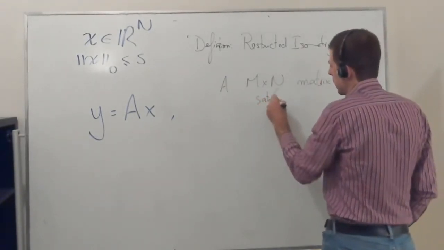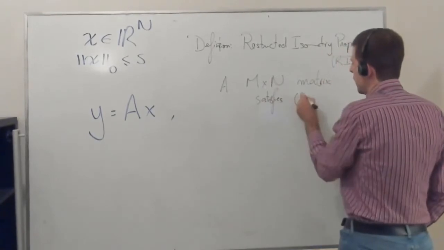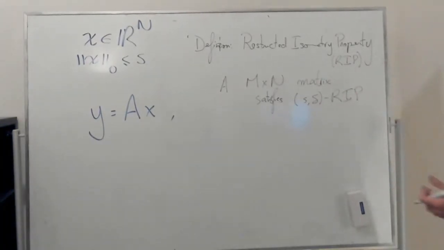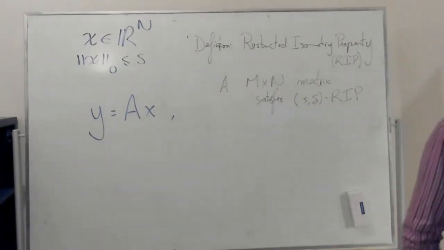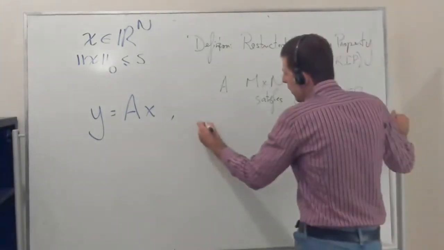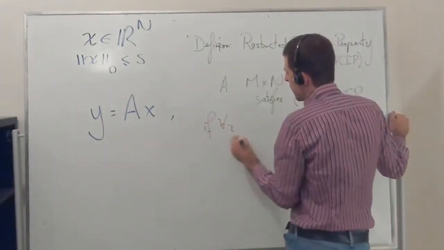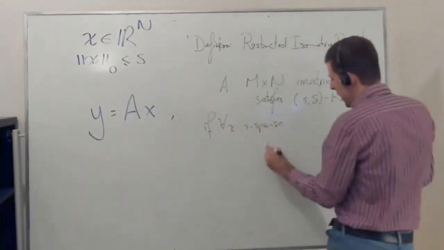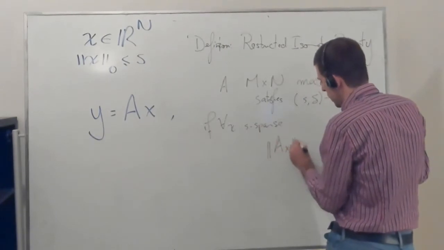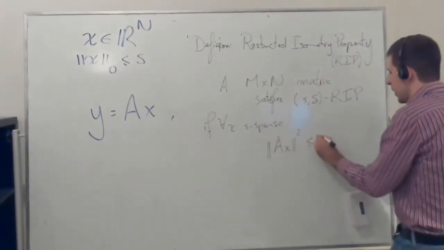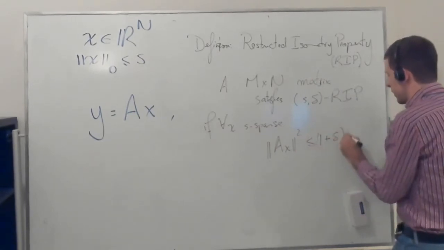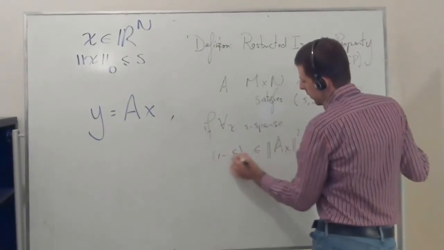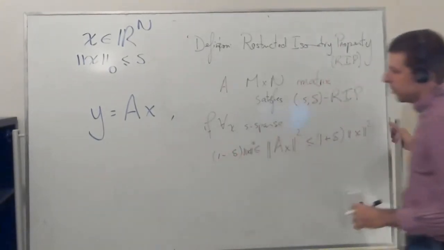Satisfies the S delta RIP if it says isometry on all S sparse vectors up to an error of delta, right? So if for all S sparse vectors X, we have that the norm of AX squared is smaller or equal than 1 plus delta times the norm of X squared, and bigger or equal than 1 minus delta times the norm of X squared. Right, so this is one property.